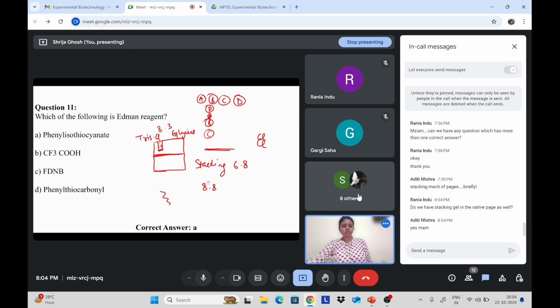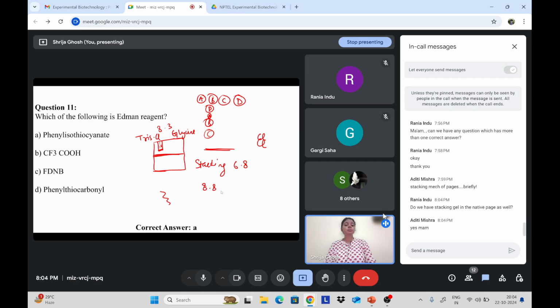Do we have stacking gel in the native page as well? Yes, we have stacking gel. We have to have stacking gel in any kind of vertical gel electrophoresis. Otherwise, we cannot compare the sizes. Even if we are doing native page, if we have two different samples and I want to see the molecular weight of the native protein, not the denatured protein, I want to see the molecular weight of the conformation, like which has a smaller conformation and which has a larger conformation.